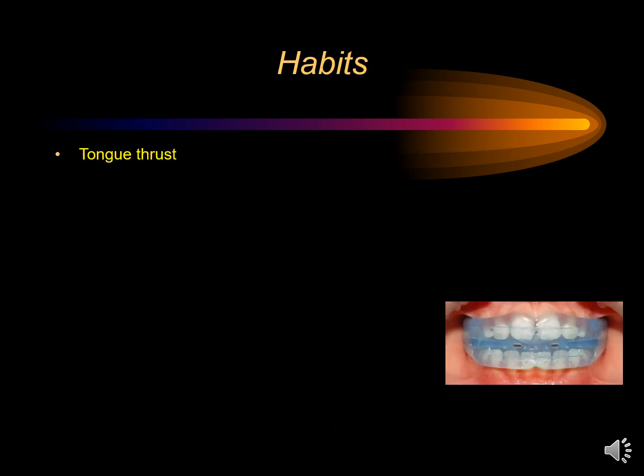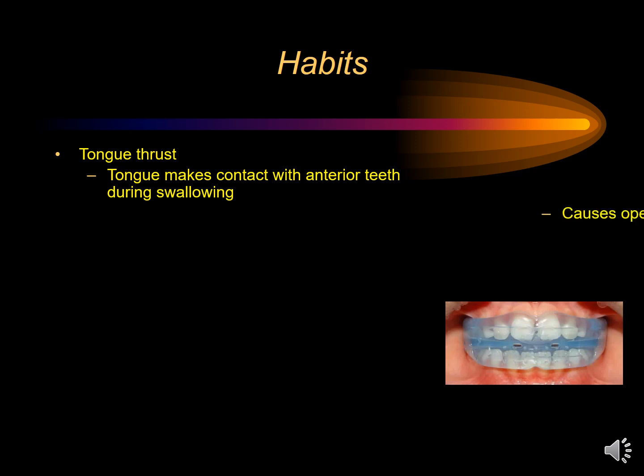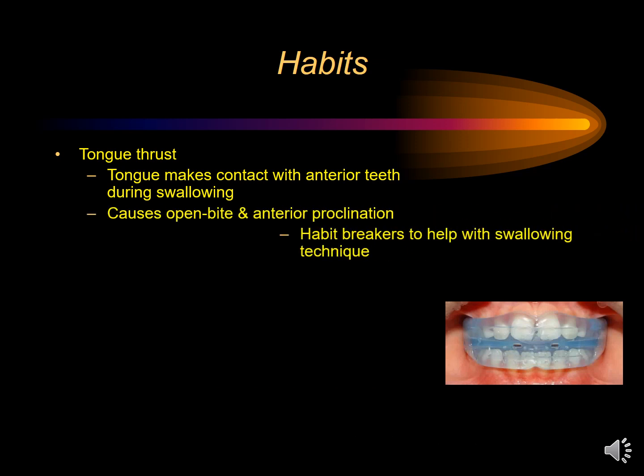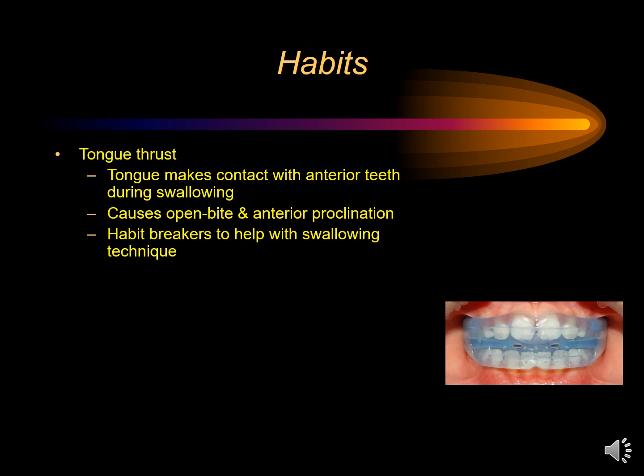Okay, now tongue thrust habits. In a tongue thrust habit, the tongue makes contact with the anterior teeth during swallowing, causing an open bite and anterior proclination. Habit breakers help with the swallowing technique.